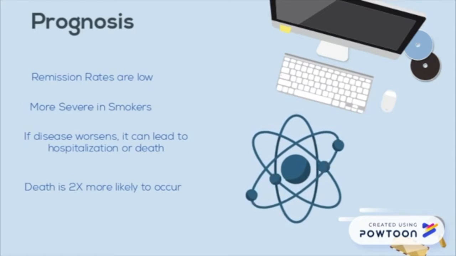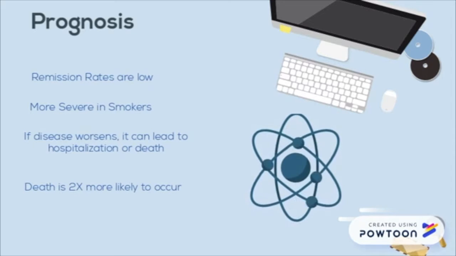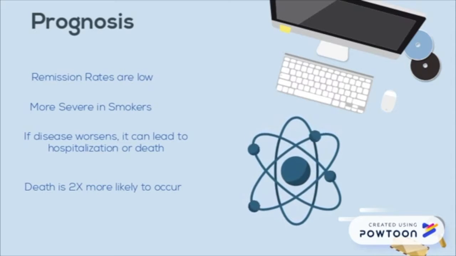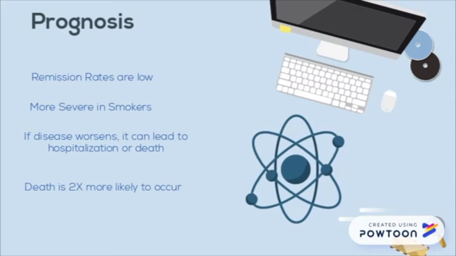The prognosis. Remission rates are relatively low, and permanent lung function impairment may develop in more severe cases or in smokers. Prognosis becomes more poor with patients with permanent lung function impairment, which can lead to hospitalization or death. Death is 2 times more likely to occur in those with asthma, COPD, or bronchospasms due to disease in their lungs.